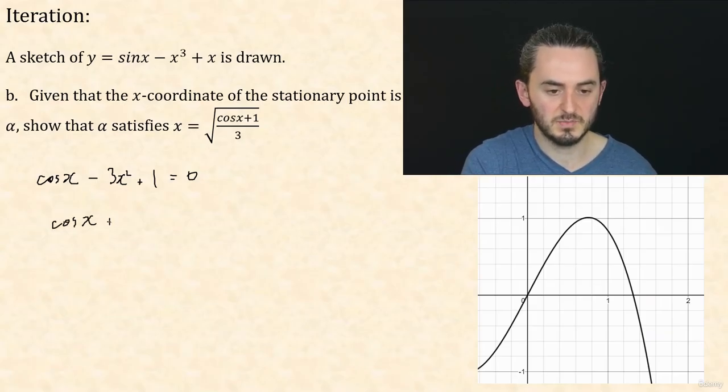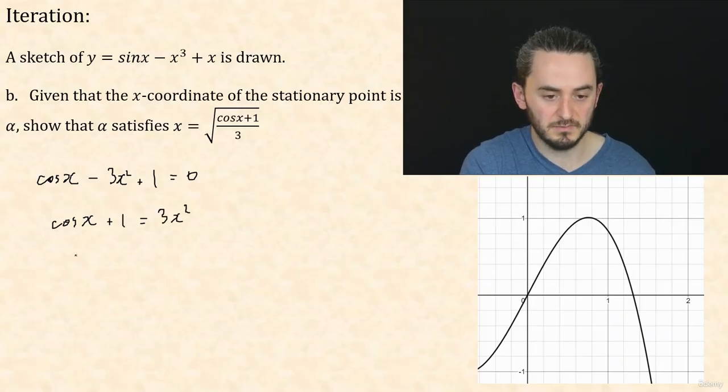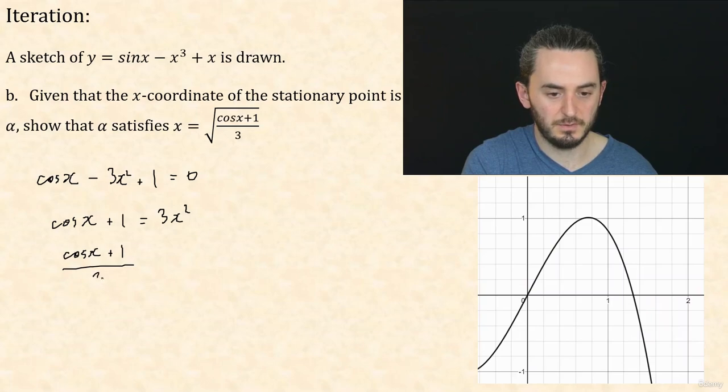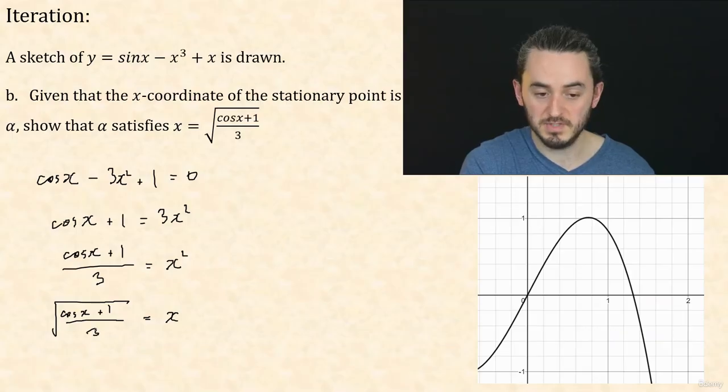So I get cos x plus 1 is 3x squared. If I divide through by 3, I get cos x plus 1 over 3. And that's working, because now if I take the square root of both sides, I do indeed get the square root of cos x plus 1 over 3. So we've now done part B.